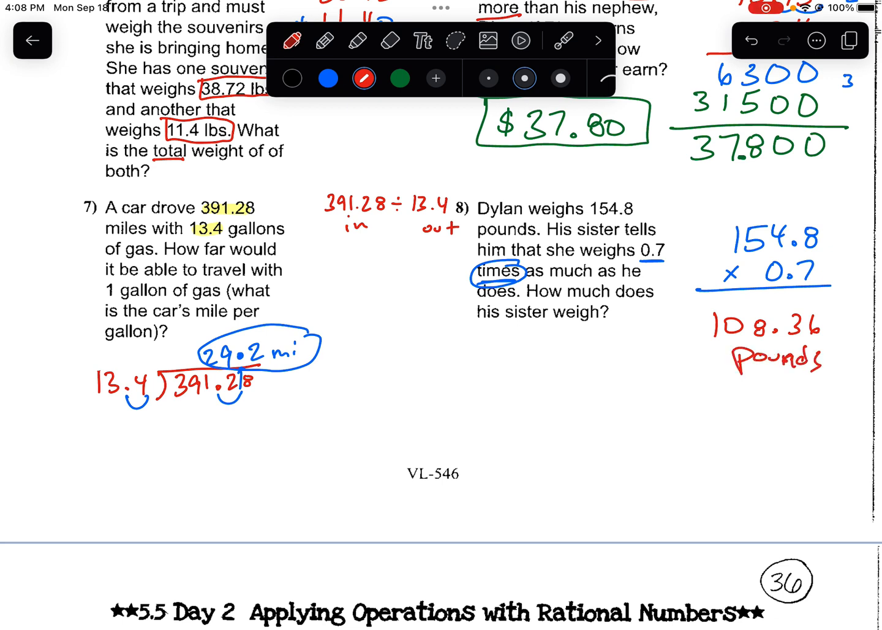You may be thinking, that's weird. That's smaller than my original number, 154.8. But it should make sense, because if you're multiplying by any number less than 1, you're actually going to get a product that's smaller than your original number. So there it is.